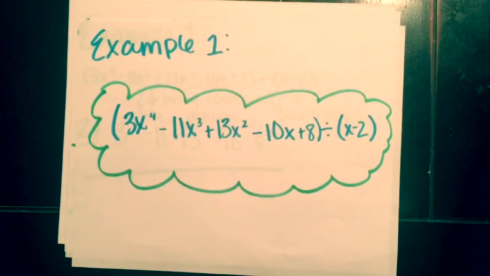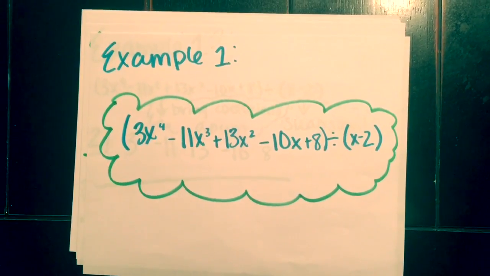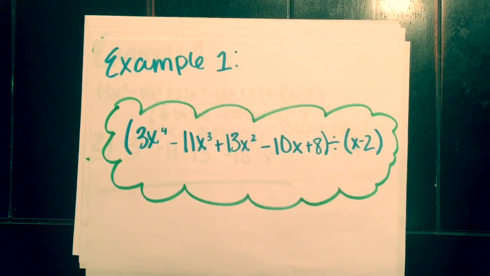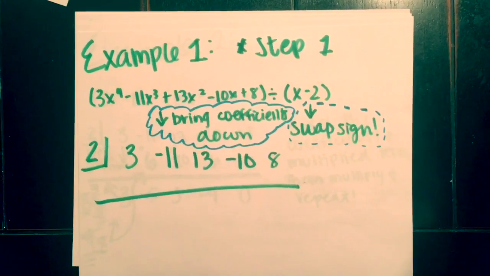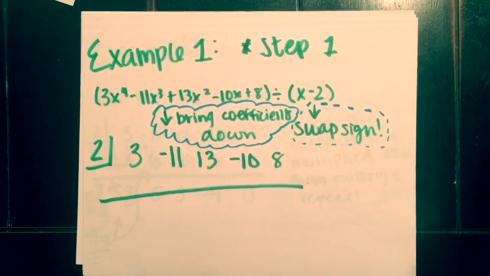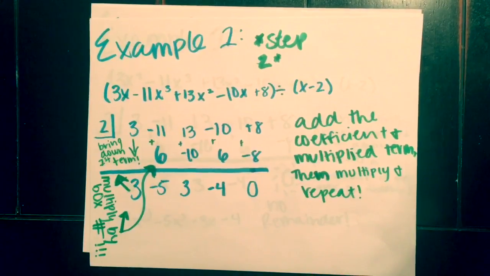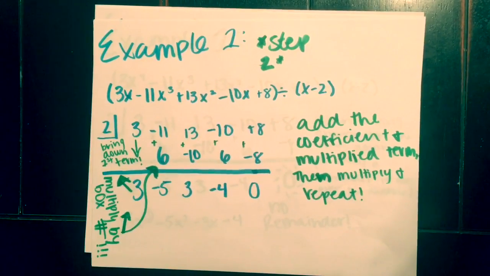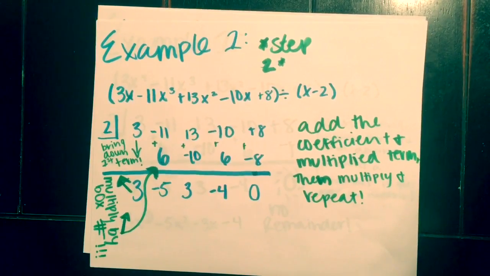Example 1: 3x to the fourth minus 11x cubed plus 13x squared minus 10x plus 8 divided by x minus 2. So when you first start out, you're going to bring down the coefficients and swap the sign of -2 and put it in a little box to the side. After you bring down the coefficients and swap the signs, you're going to bring down the first term, which is 3, and place it under the line.